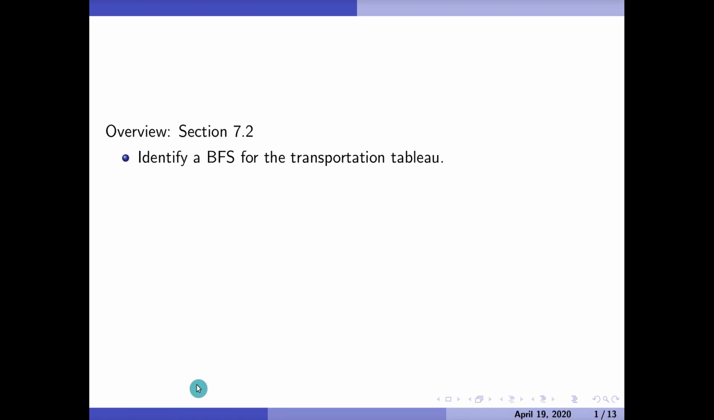Okay, so we're taking a look at section 7.2 today, and just to give you a quick overview about what this section is going to be about, first we want to be able to identify what a basic feasible solution will look like in this transportation tableau. We know what it looks like for a linear program, but we'd like to be able to identify it using our new array notation for the tableau.